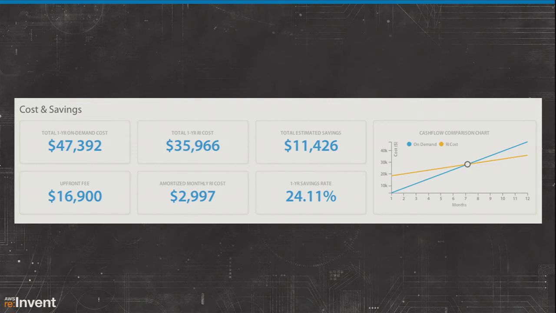Because that's really tough for a finance guy to wrap his head around. You're telling me I've got to throw down $16,000, but it makes sense. And you can see by month 7, you've broken even and then you're saving from that point on. So if you've got a confidence level in your usage rate, this is a really effective presentation tool for pushing this through a CFO. Yeah.